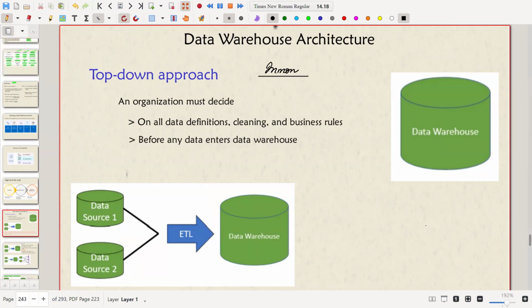One of the data scientists, Inmon. So it's also known as Inmon's criteria. Okay, Inmon's criteria. So top-down, what is there in the top-down approach? You can see an organization must decide on all data definitions, cleaning, and business rules before any data enters the data warehouse. So before any data enters into the data warehouse, they suggested that something else needs to be done.